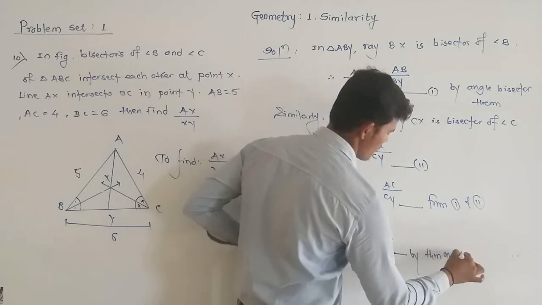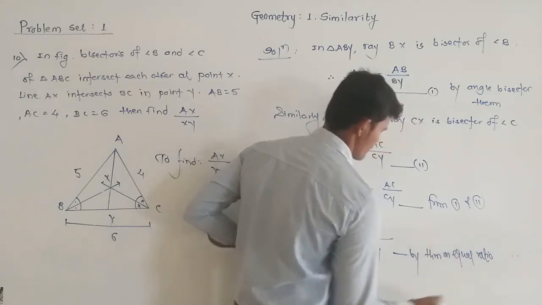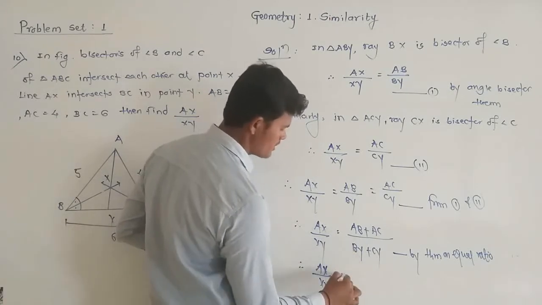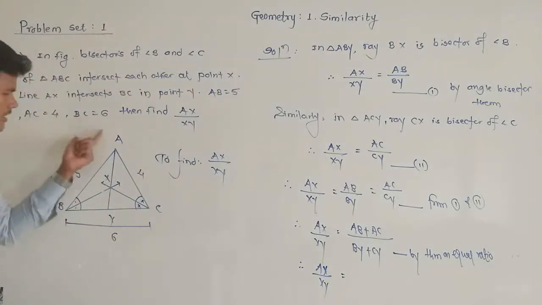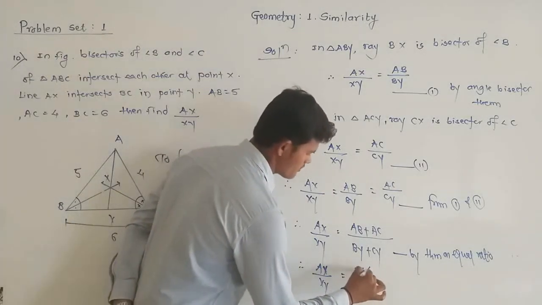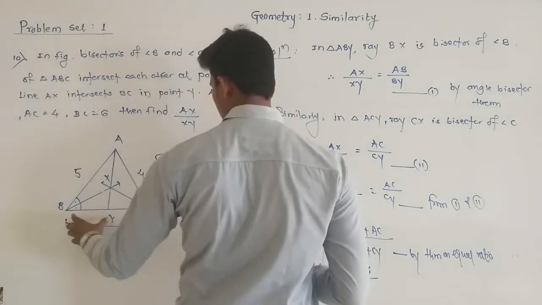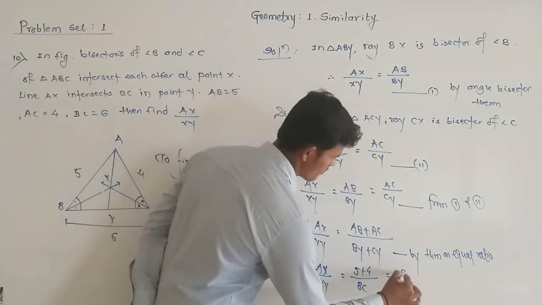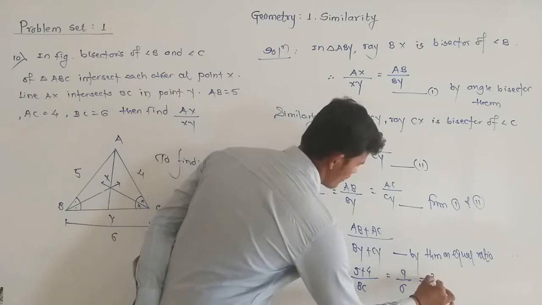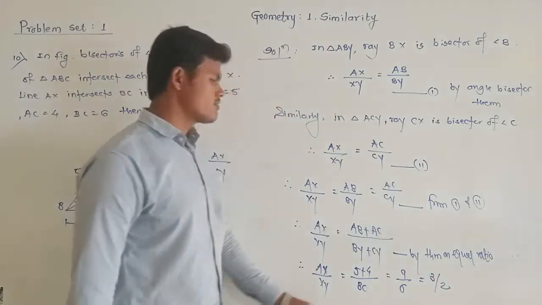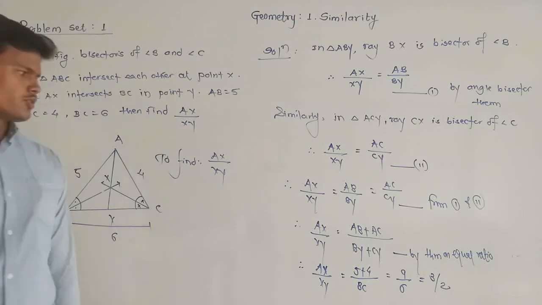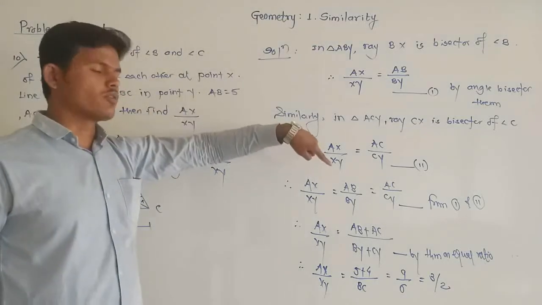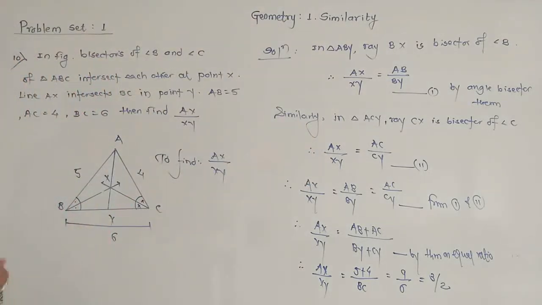So we know that AB plus AC. Length of AB is 5, length of AC is 4. So 5 plus 4 divided by, here BY plus CY is nothing but BC. So 5 plus 4 is 9, length of BC is 6. We get value of ratio AX upon XY is nothing but 3 upon 2. So here we are applying two theorems, that is angle bisector theorem and theorem on equal ratio. So this is our question number 10.